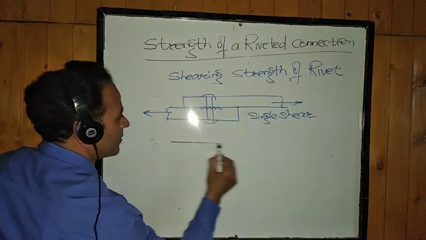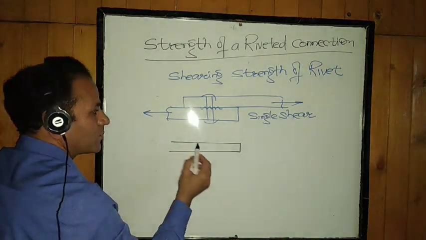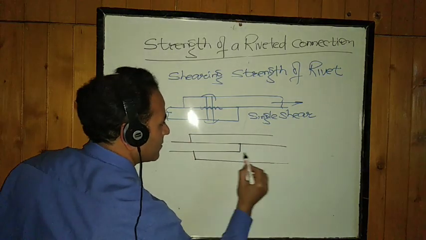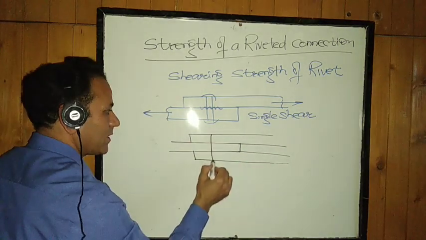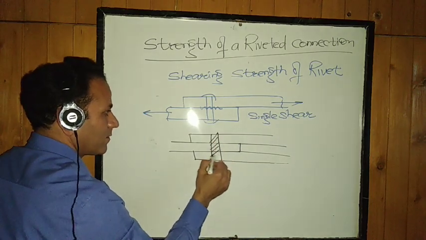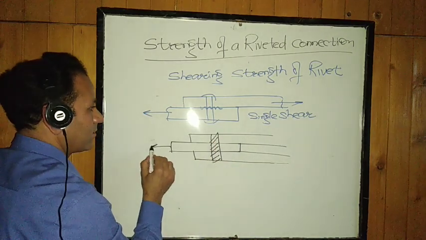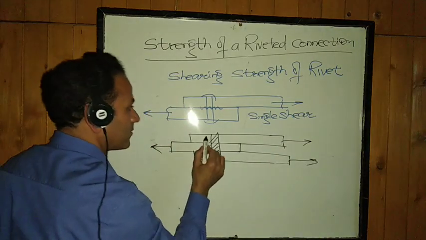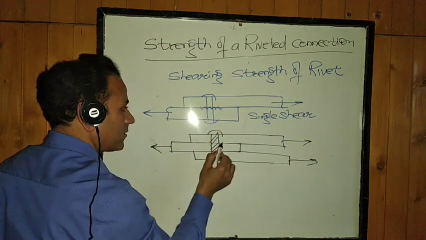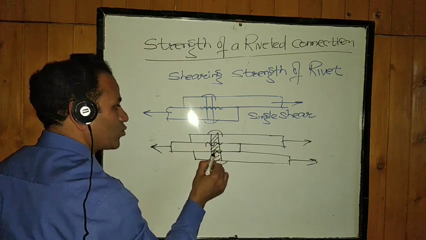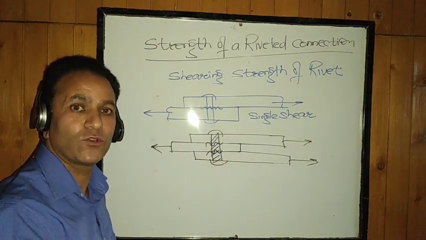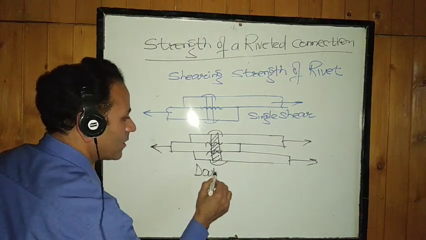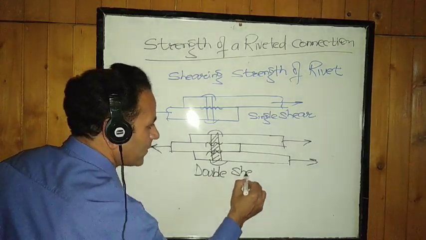Then if we have more than two members, say we have members like this, and the rivet is here, we pull the members, the rivet is going to fail at two cross sections. That means it is a double shear failure.